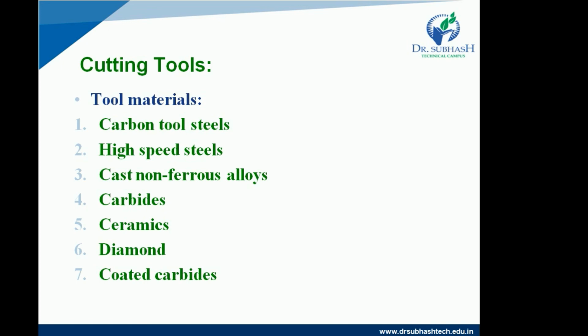These are the different materials of the cutting tool, we can say. Carbon tool steel, HSS, that is also called high speed steel, cast non-ferrous alloys, carbides, ceramics, diamonds, coated carbides, etc. So these are the different types of tool materials, and we are using these cutting tools for performing different operations in the conventional machining processes. So these are the cutting tools, right? In the next lecture we will discuss the tool geometry, single point cutting tool geometries.